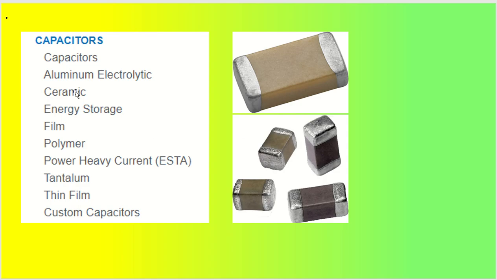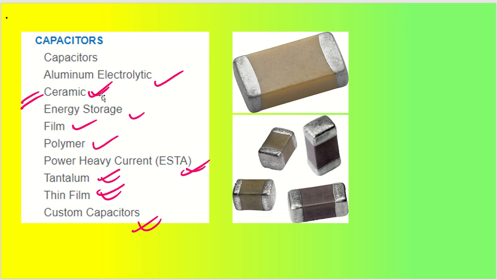As you can see, I have taken a snapshot from Vishay Semiconductor. They provide various categories of capacitors, like electrolytic capacitors and ceramic capacitors. That is the target in this session. We have energy storage capacitors, film capacitors, polymer capacitors, power heavy current capacitors, tantalum capacitors, thin film capacitors, and customized capacitors as well. Our aim is to select ceramic capacitors and what are the different aspects that we need to look into. Let us list out quickly what are the different parameters that we need to have.